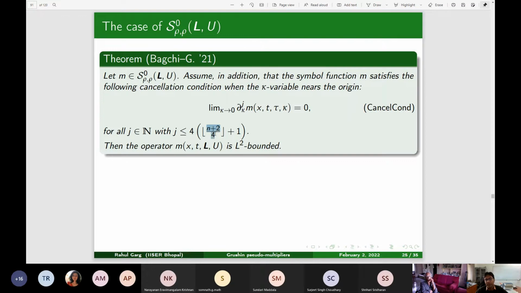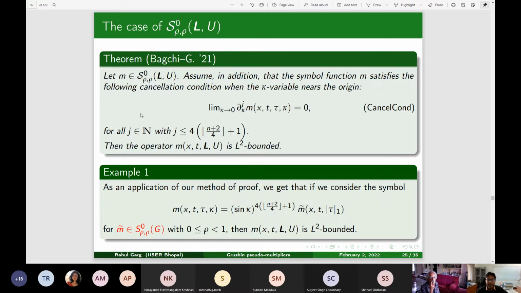So this is the homogeneous dimension by 4 plus 1, 4 times of it. So this number comes purely from our proof. But if you give me these finitely many derivatives to be vanishing near 0, and this takes care of whatever I'm saying singularity near 0, we could get the full result for rho.